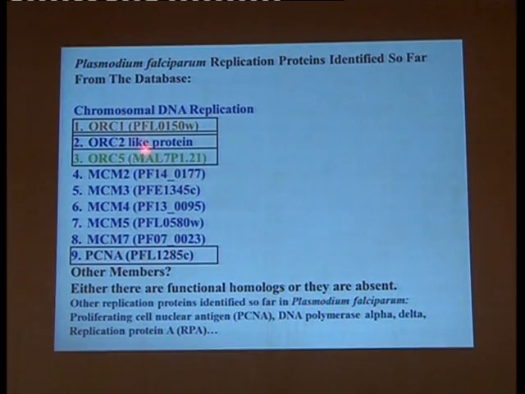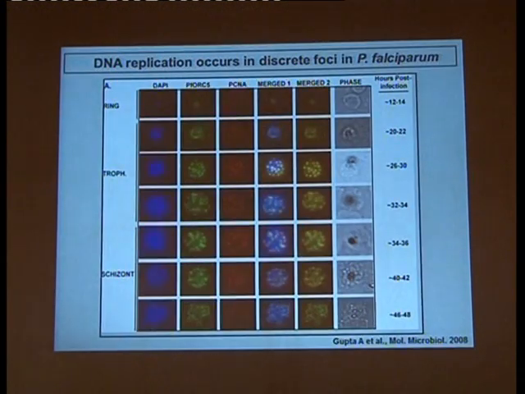When we looked at the genome, we found some of the ORC molecules are there, like ORC1, ORC2, and ORC5, and also there is PCNA. We asked this simple question: how does DNA replication take place and where does DNA replication take place? We found if you go from ring to trophozoites, from one single nucleus to multiple nuclei, as I have told you, initially both PCNA and ORC components are all diffused. As and when the cell progresses and DNA replication starts, you see this beautiful foci. They perfectly match with each other.